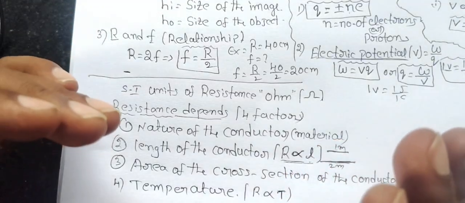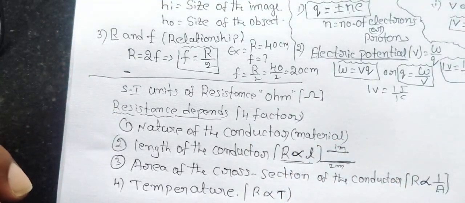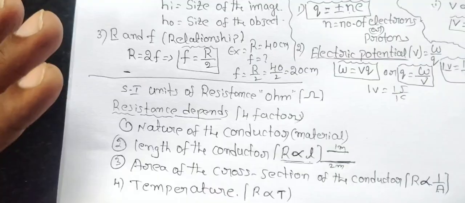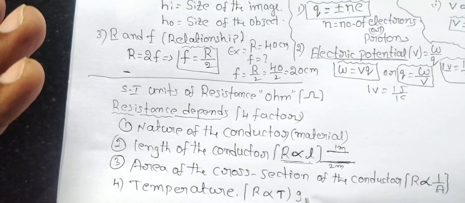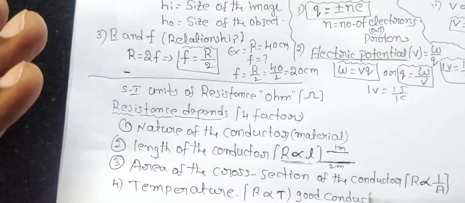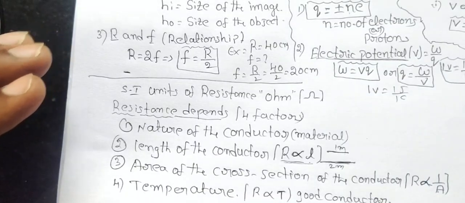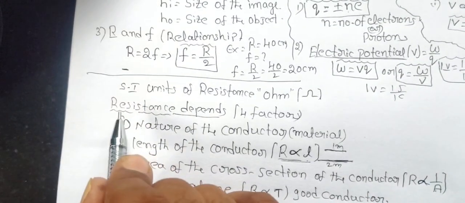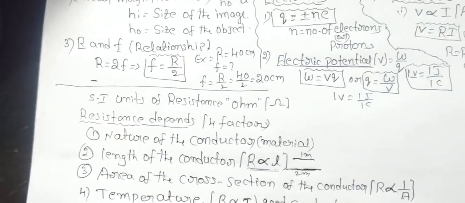For insulators, there is no change in the resistance even if temperature increases. So this is one point we should remember: this is only for good conductors. These are the four factors on which resistance mainly depends.